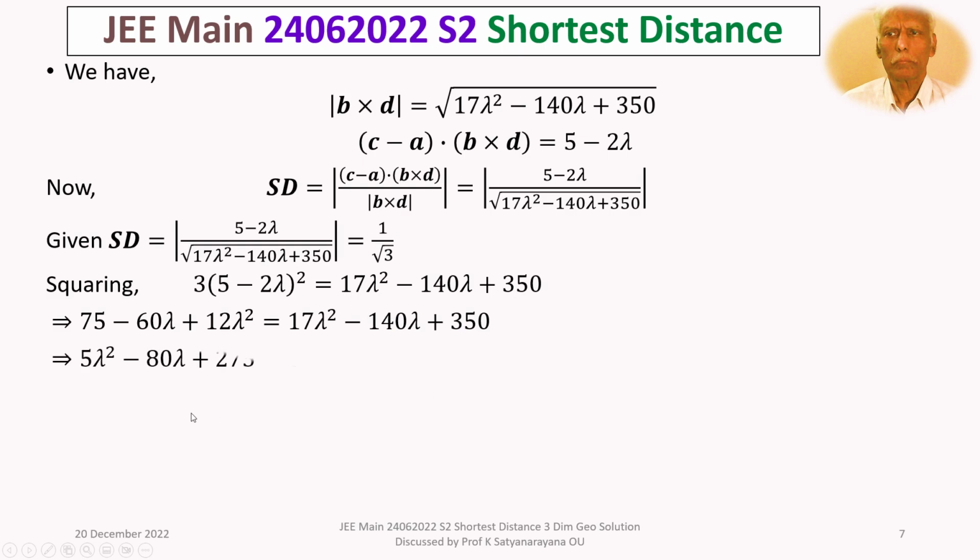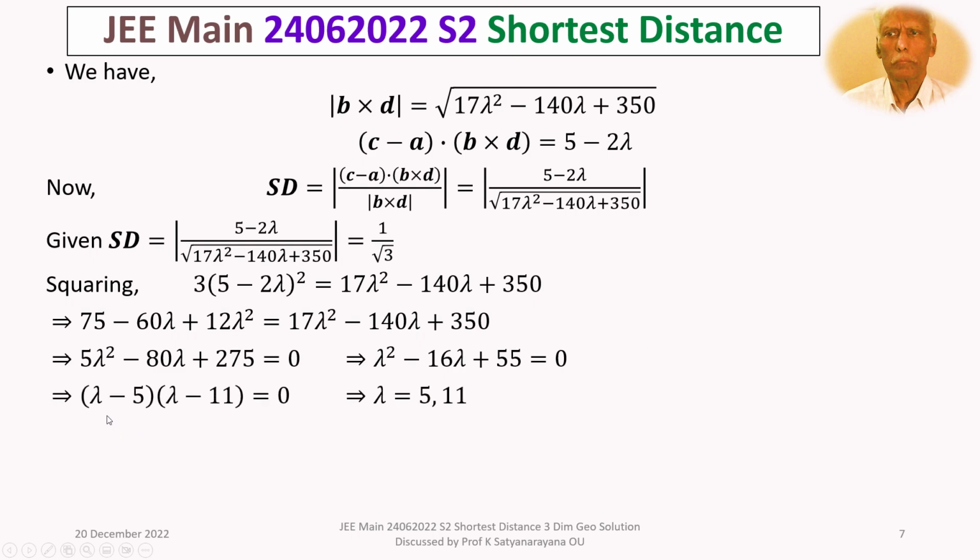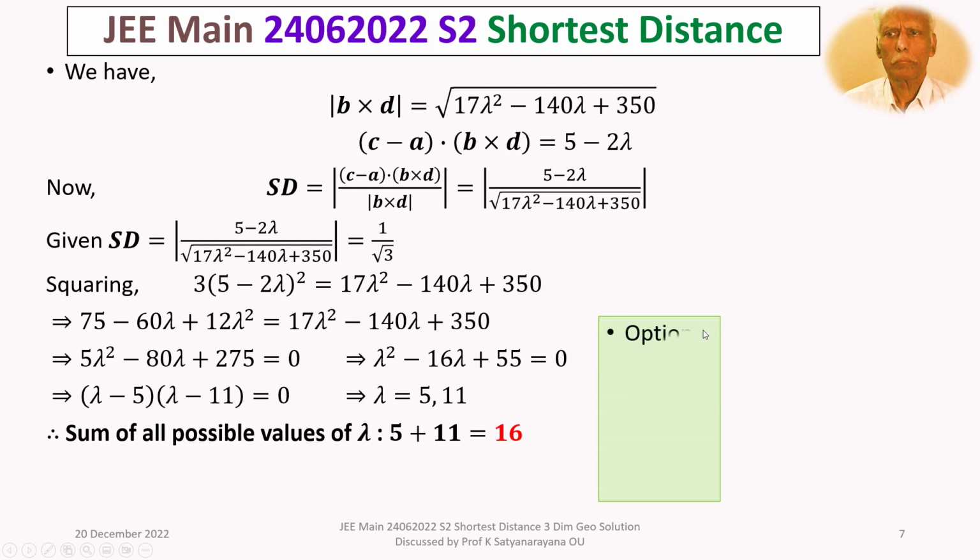Now simplifying, we get 5 lambda square minus 80 lambda plus 275 is equal to 0. Cancelling 5 throughout, we get lambda square minus 16 lambda plus 55 is equal to 0. The factorization is very easy. Lambda minus 5 into lambda minus 11 is equal to 0. That will give you lambda is equal to 5, 11. And the sum of all possible values of lambda is 5 plus 11, that is equal to 16.